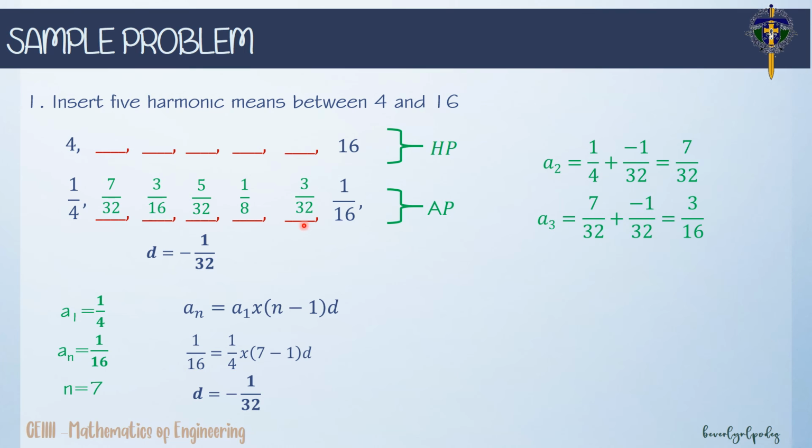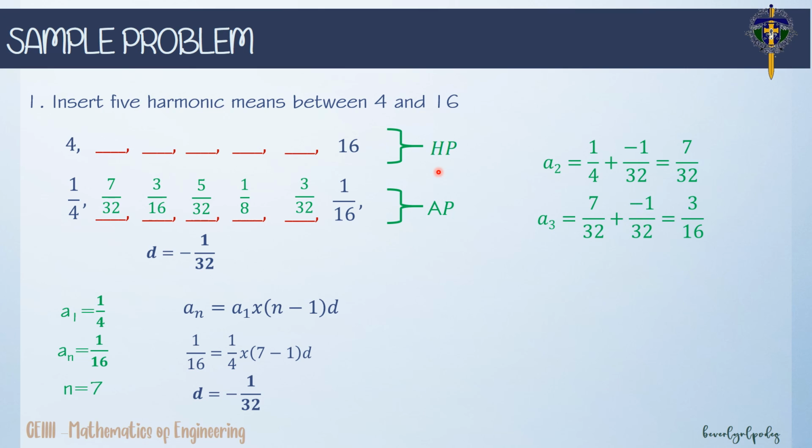Now, if we add the common difference to this value, we should arrive at 1 all over 16. And if you calculate it, yes, we will arrive at 1 all over 16. So 3 all over 32 plus negative 1 all over 32 is 1 all over 16. So now that we already completed the arithmetic means, we can just get again the reciprocal of these for us to be able to return to our original values, which is the harmonic progression.